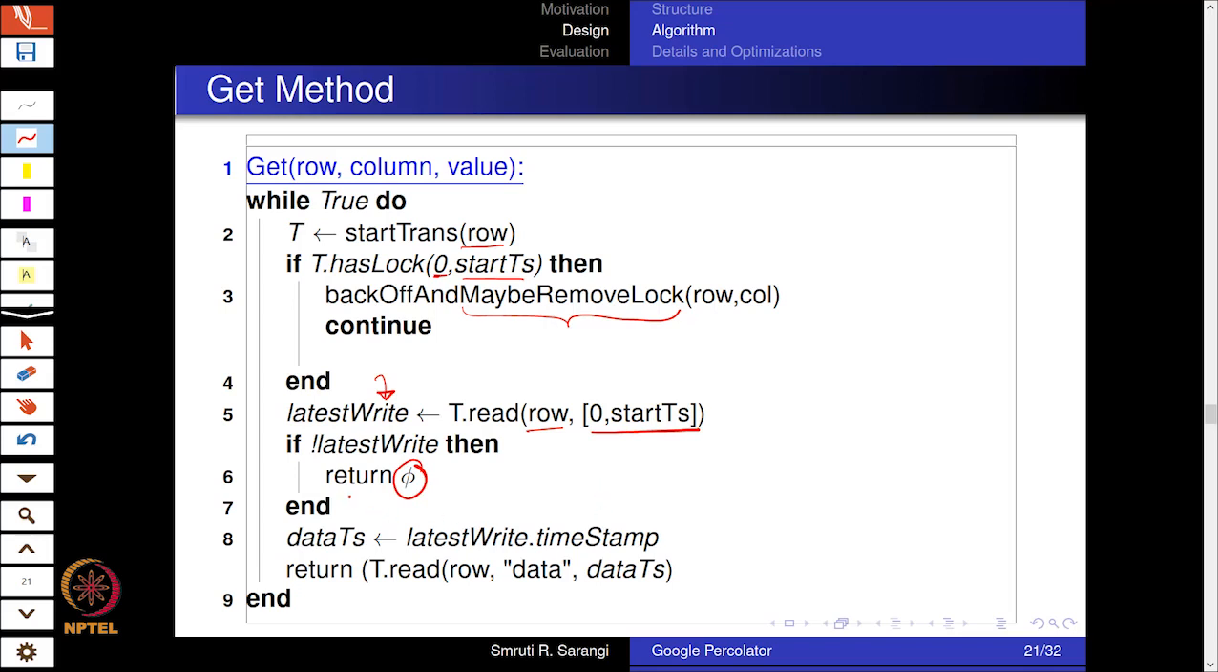Otherwise, I find the timestamp of the latest write, and what do I return? Well, I read the row. So I return, of course, the data, and so the data that is read along with the timestamp of the data. So both of these I return.